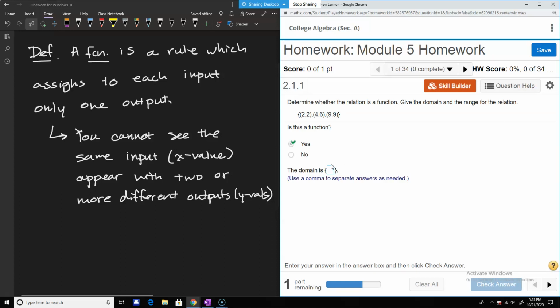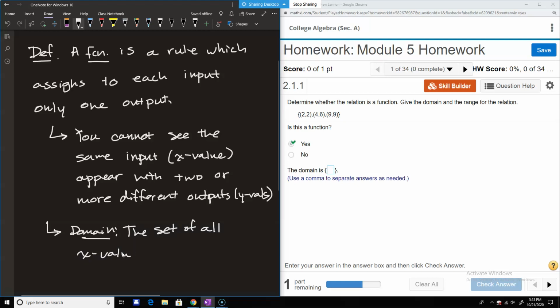The domain. So we can list these things. I think we already... Did we talk about this already or no? Maybe. I might have mentioned it. This is just the set of all X values. And similarly, the range, or analogously, is the set of all Y values, the set of all your outputs.